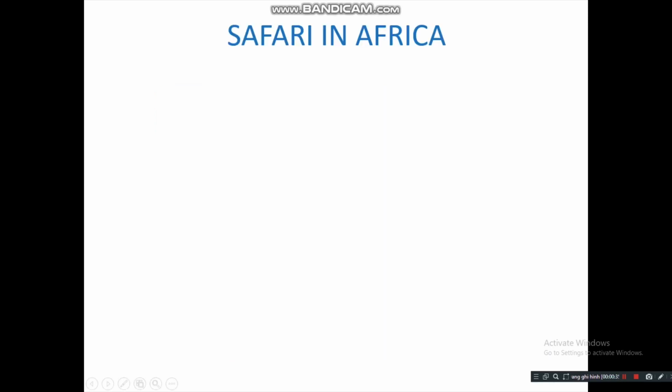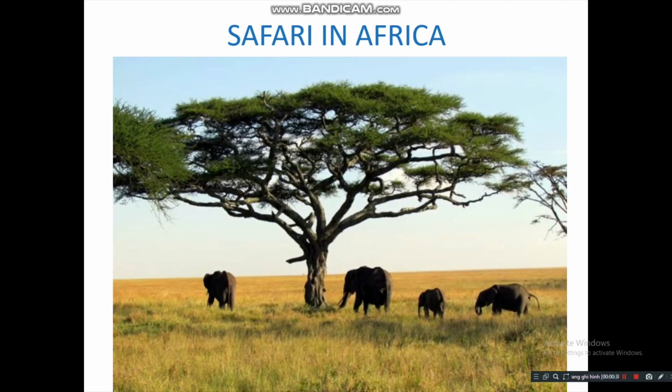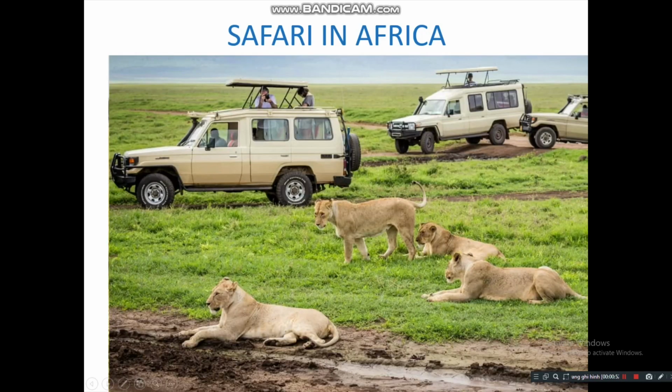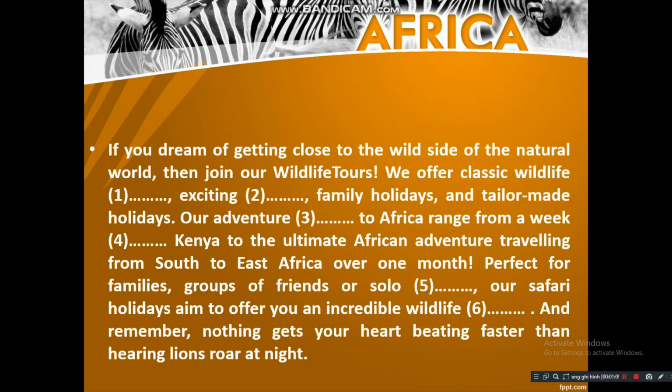So here are some pictures of safari in Africa, and it's basically a zoo, but in this case, the animals are not locked down in cages, and people will visit these safari in cars for their own safety. So, for everyone who is interested in animals, this is a great way to interact with them as close as they can. So let's get into the exercise.